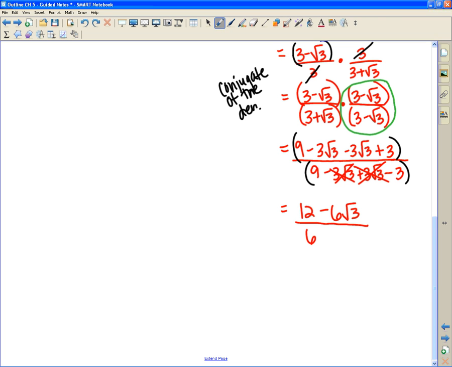Now, the only way that you can simplify, since we're dividing by 6, is if both of these terms are divisible by 6. So if I divide everything by 6, I get 1 down here, I get 2 here, and I get a 1 here. So your final answer should be 2 minus the square root of 3. Happiness. You did a great job. You can always double check on your calculator, and I suggest that you do that.